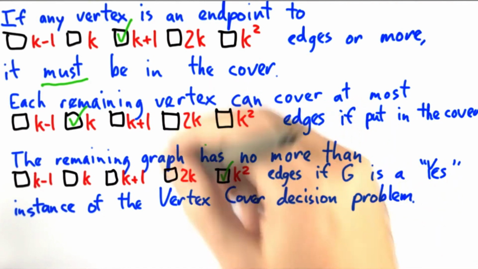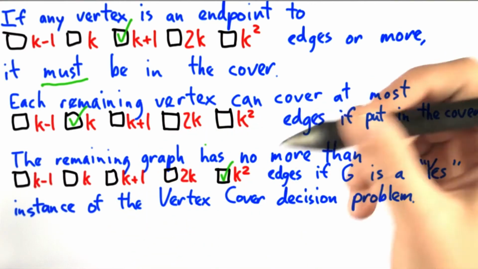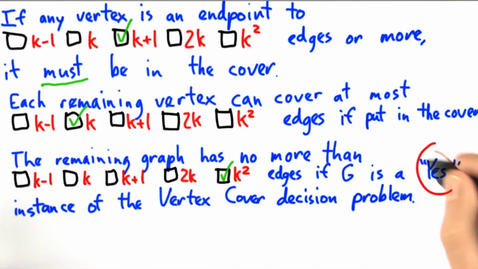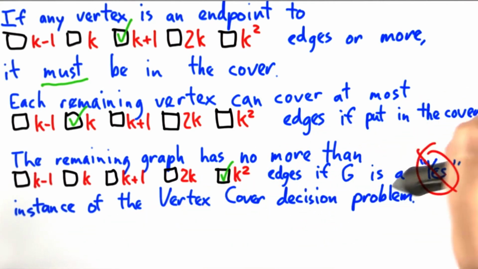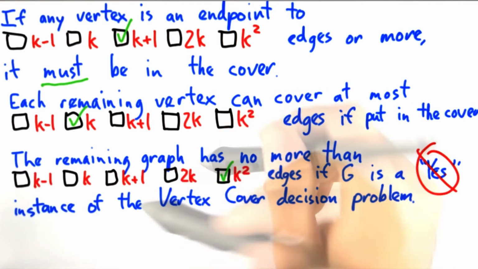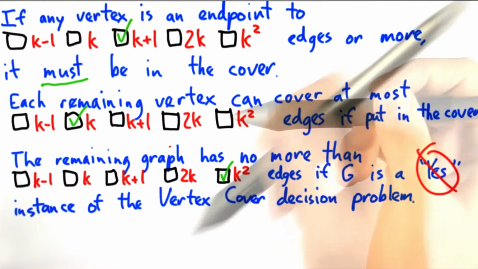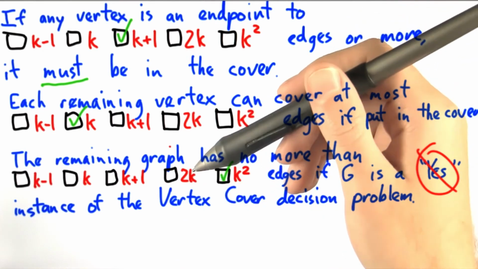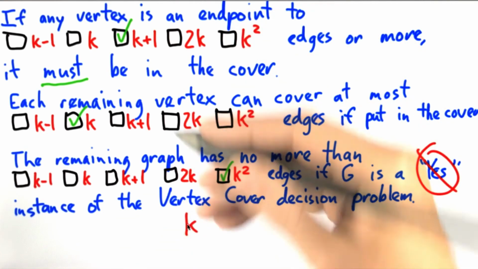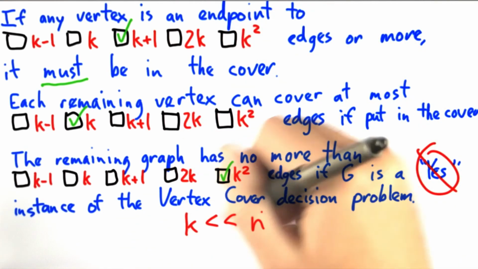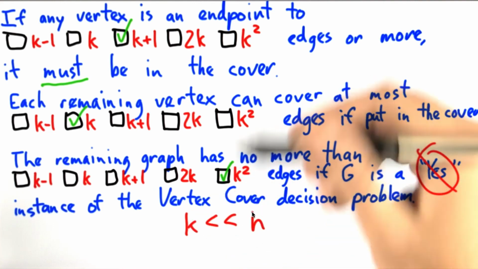What this means is that after doing all of these little pre-processing steps, then we either know that the graph G is not a yes instance of the vertex cover decision problem, in other words, it's a no instance, or we know that the size of the resulting graph is bounded not as a function of n, which it was originally, but rather as a function of k. And remember we said earlier that very often k is far less than n. So this is potentially a very big win for us.